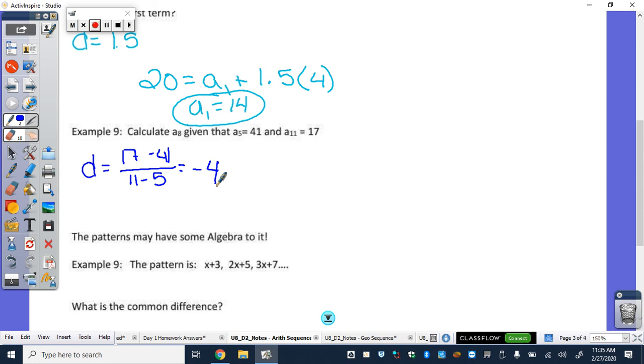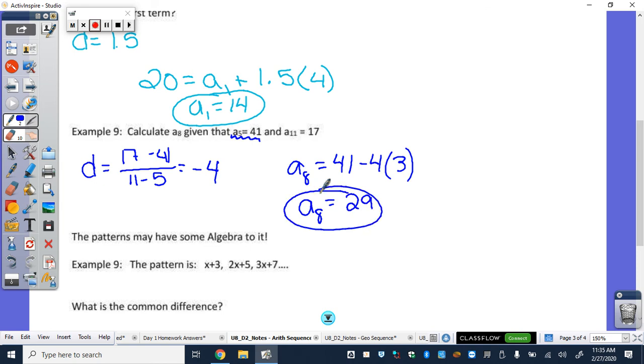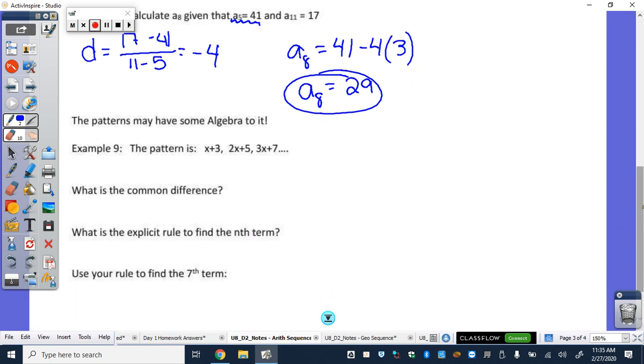I'm going to use my 5th term this time because my 11th has already gone beyond my 8th term. I'm trying to find my 8th term there. So my 8th term will be my 5th term, because my common difference was negative, it's going to be minus my common difference. And how many jumps from my 5th to my 8th term? 3. So 41 minus 4 times 3. My 8th term is 29 there. So again, with arithmetic, get the common difference if you don't already have it, and then you can figure out what your other terms are from there.